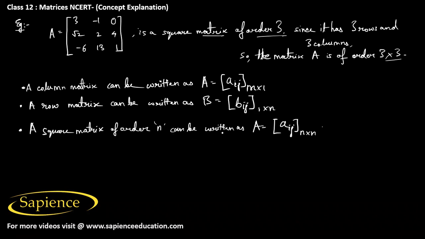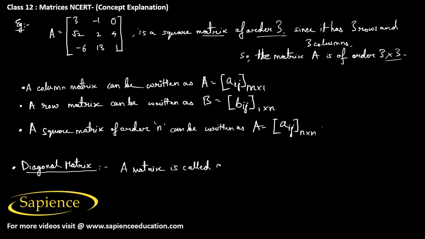Okay. Then there is something called a diagonal matrix. A matrix is called a diagonal matrix if all the elements except the diagonal elements are zeros.